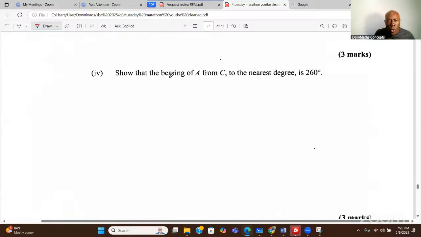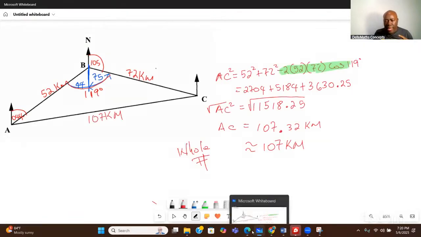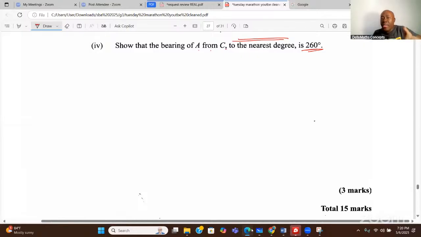It says show. So we're going to show something. Show that the bearing of A from C is, to the nearest degree, important, 206. All right, let us talk about the idea first. Again, make sure that you have it down. The bearing of A from, very important, from. This is where you're starting. Start at C, and then you want to go to A.